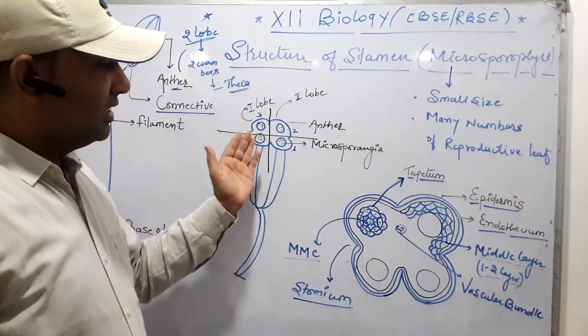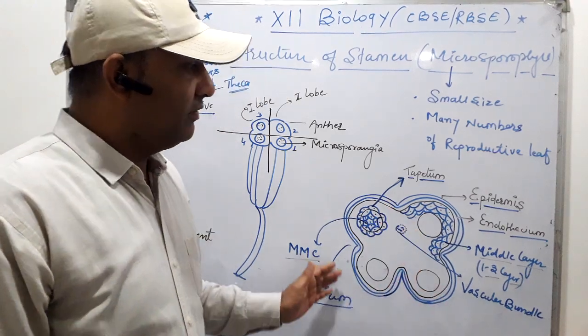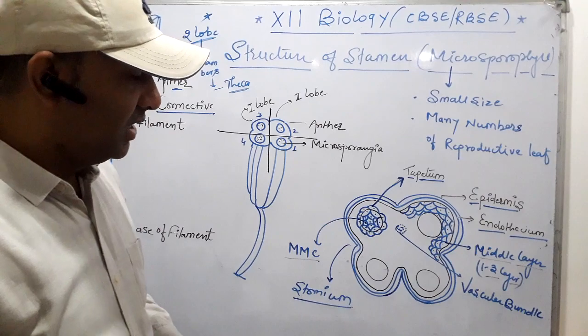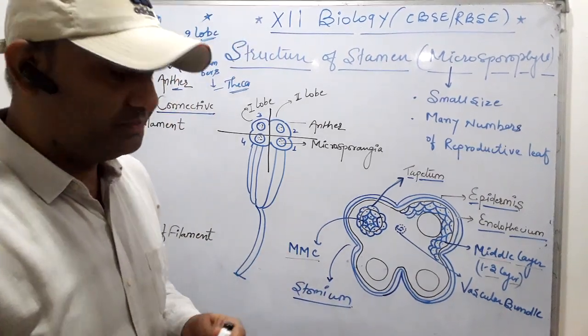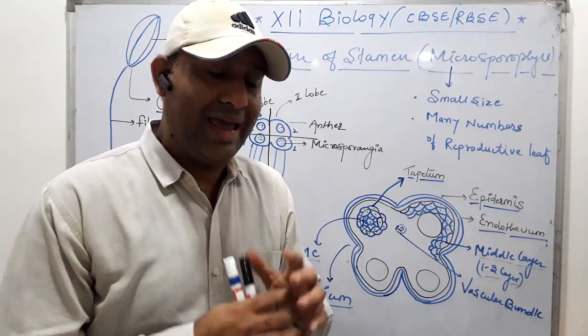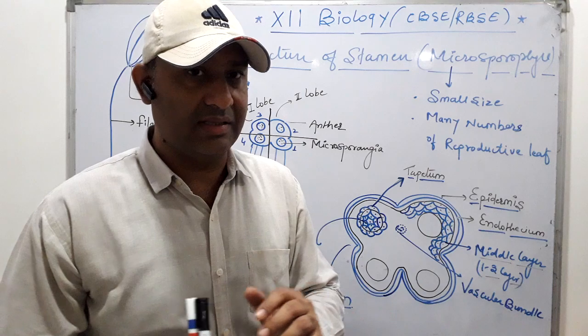Next is the innermost structure. It consists of the following parts. The anther consists of a total of four different parts, and we can divide them into two: first of all the anther wall, and second the sporogenous tissue or sporogenous cells.